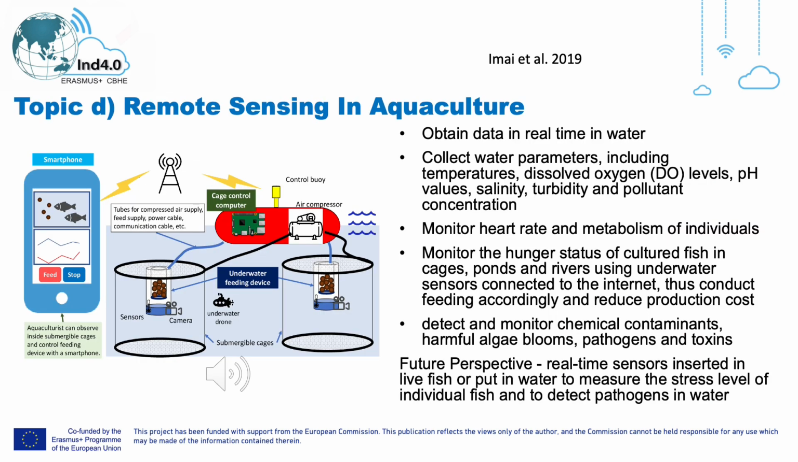Similarly, in aquaculture remote sensing, the data are collected in real time in water, such as the water parameters, including temperatures, dissolved oxygen or DO levels, pH levels, salinity, turbidity, and pollutant concentration. Underwater remote sensors connected to the internet can also monitor heart rate and metabolism, hunger status of cultured fish in cages, ponds, and rivers, thus can conduct feeding accordingly and reduce production costs. Furthermore, chemical contaminants, harmful algae blooms, pathogens, and toxins can be detected and monitored.